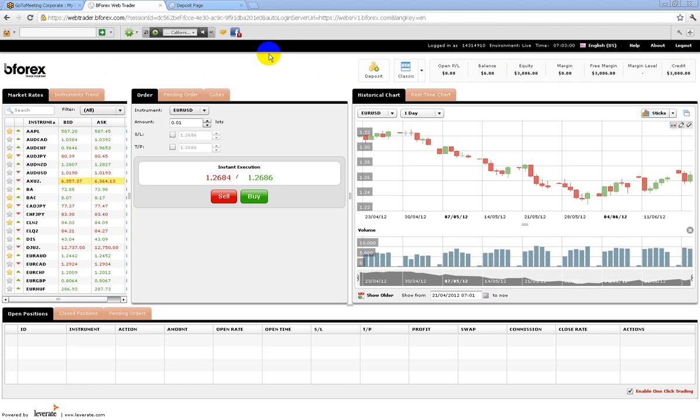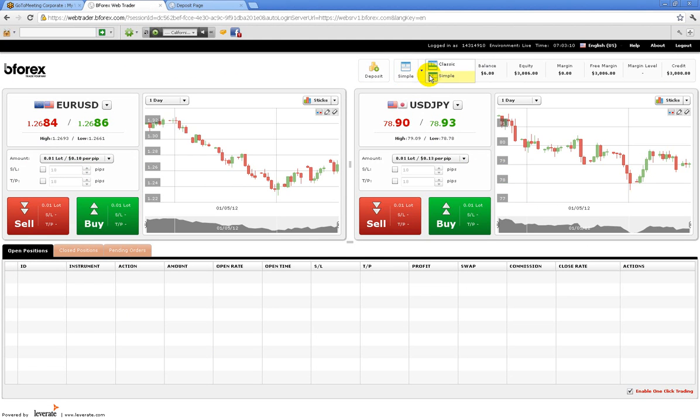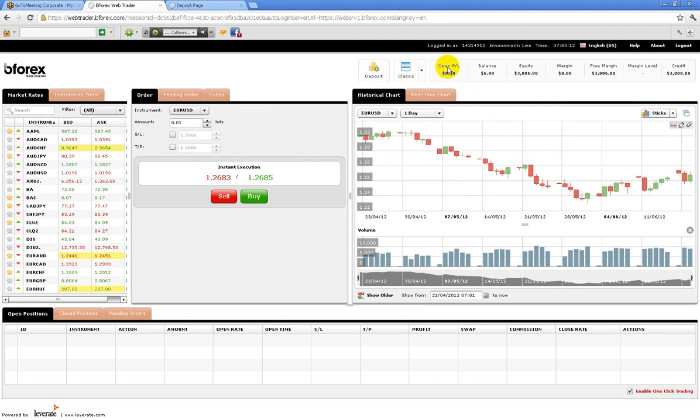Now, again, top of the platform we have deposit, which leads us to the deposit page. Next to it we have classic view and simple view. Like I said before, I want to use classic view. Here we have the profit and loss that we're making, the balance, which is the amount that we have deposited, the equity, which is the leverage. I will explain the leverage later on, and the margin level. I will be explaining that first of all.